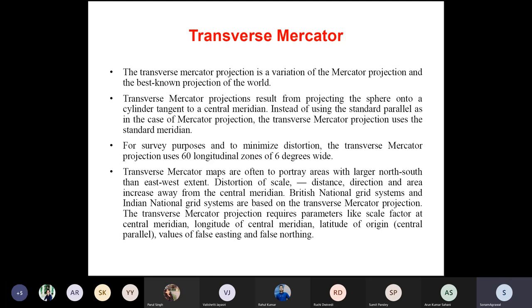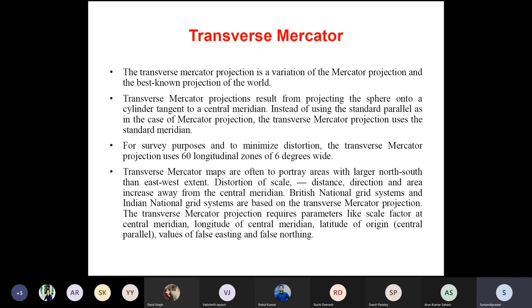So what is transverse? It will give you the aspect, okay? The aspect will be normal, transverse, or oblique. When we talk about the transverse, it means the angle between the axis of the cylinder and the polar axis will be 90 degrees. Okay, so let's see what is there in the transverse Mercator projection.